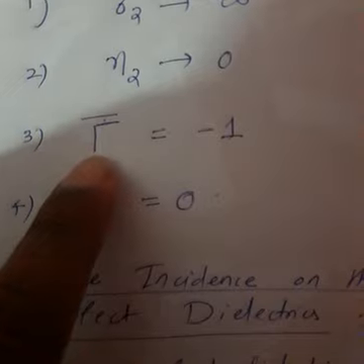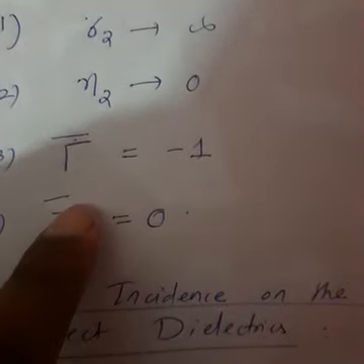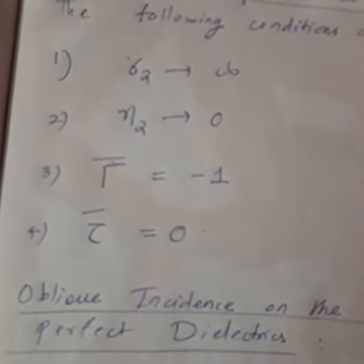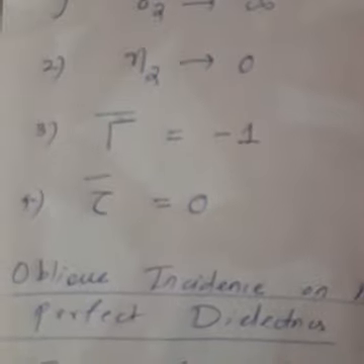Similarly, transmission coefficient and reflection coefficient you have to calculate. Since eta 2 equal to 0, you will get reflection coefficient equal to -1. Similarly, transmission coefficient is equal to 0.